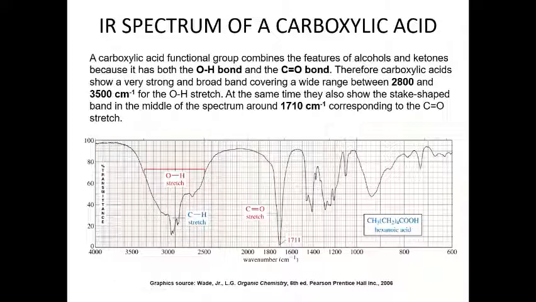At the same time, they also show this sharp-shaped band in the middle of the spectrum that corresponds to the carbonyl group, right? In the literature you have the typical frequencies for a carbonyl group in a carboxylic acid, in a ketone, or in an aldehyde. They have different typical frequencies or wavelengths, right?